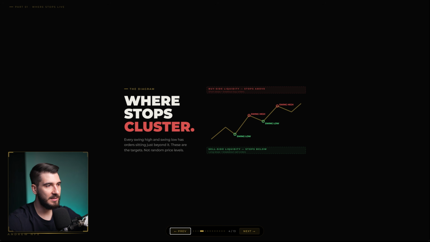The market does not move randomly. It moves toward these clusters because triggering those orders creates the volume and momentum needed for the next real move. This is not a conspiracy. This is just how markets work at a mechanical level.